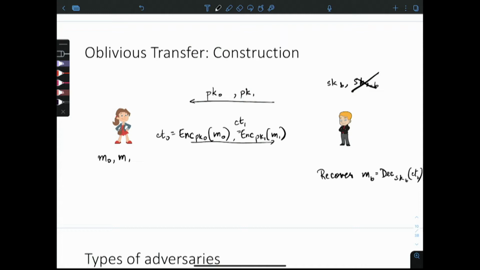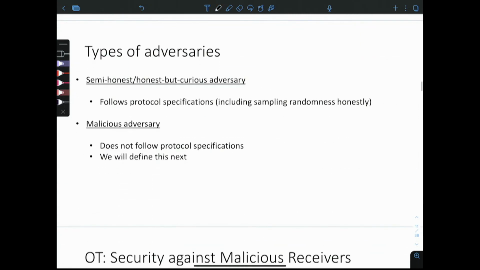The problem is that if Bob were trying to act maliciously, then for many such encryption schemes, it's going to be possible for Bob to sample both public keys in such a way that he knows secret keys corresponding to both of them and recovers both messages, thereby breaking security. So this brings us to a discussion about the types of possible adversaries that we need to care about.